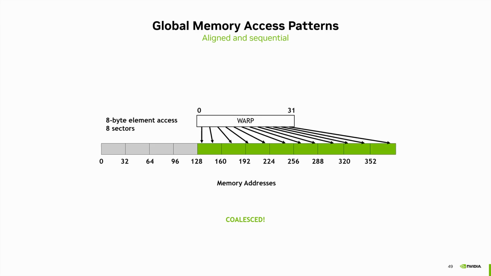Now, in this scenario, each warp is accessing 8 bytes instead of 4 in the previous example. But again, the addresses are aligned and sequential. So this again is the perfect scenario, right? Nothing changes here. It will just take more cycles to fetch the data, because we're fetching 8 sectors instead of 4.